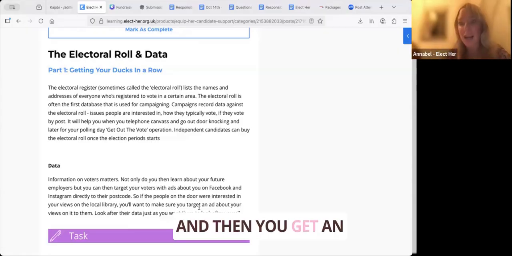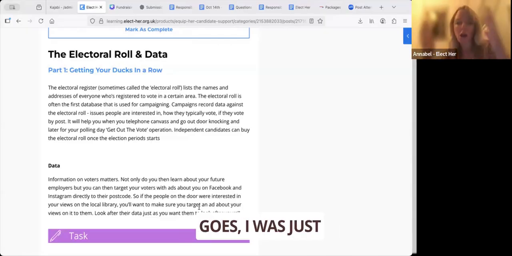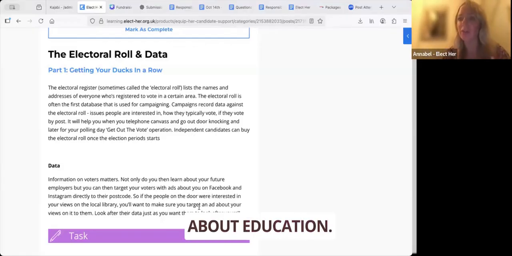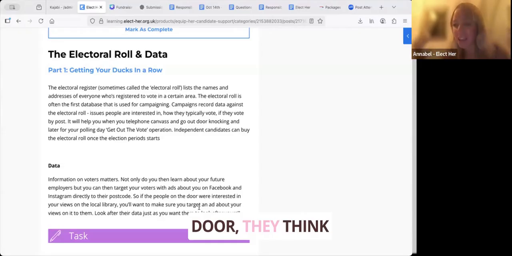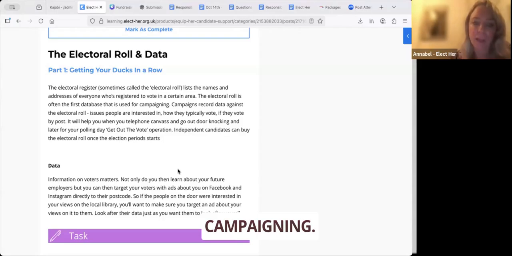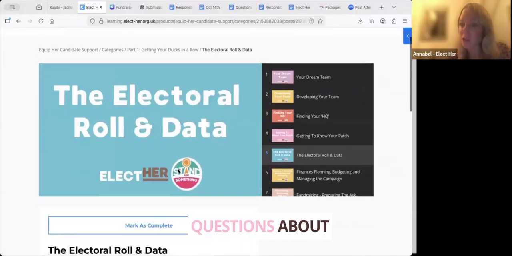And then you get an ad that goes from Facebook into their feed, and it goes, "I was just visiting with you talking about education. This is what I believe about education. This is our education policy." And they are like, "Wow, this person's amazing. They turn up at my door. They think they know what I care about. And now I'm seeing it in my social media feed." That is a really nice way of doing campaigning. That's really good. But yes, any questions about that? Just ping.